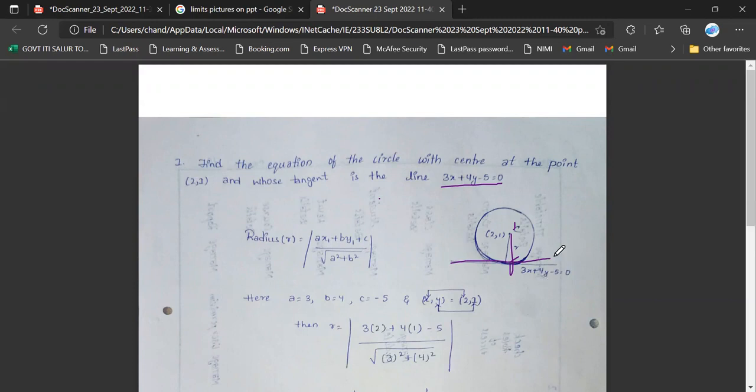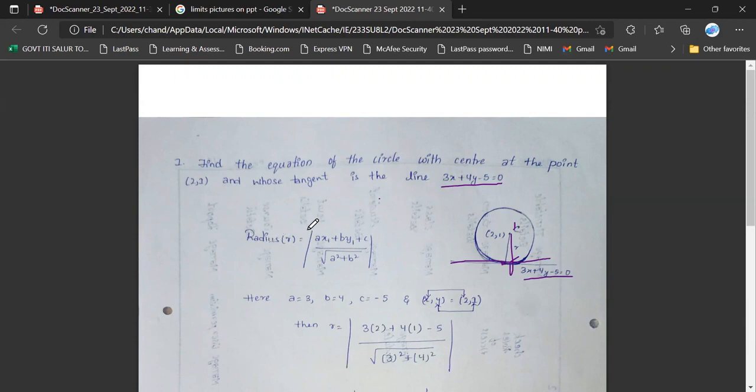The line which touches the circle is the tangent equation. It touches the circle at a single point. Here the tangent touches the circle at this point. The tangent's equation is 3x + 4y - 5 = 0.